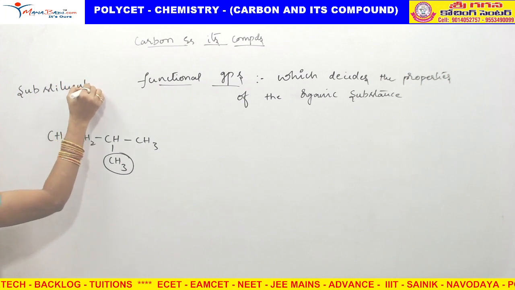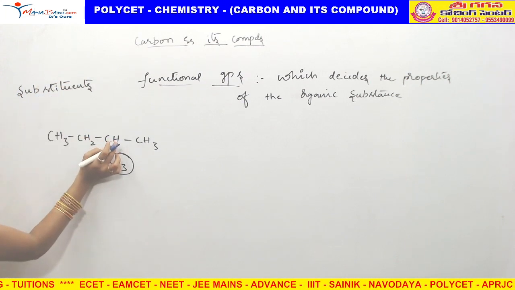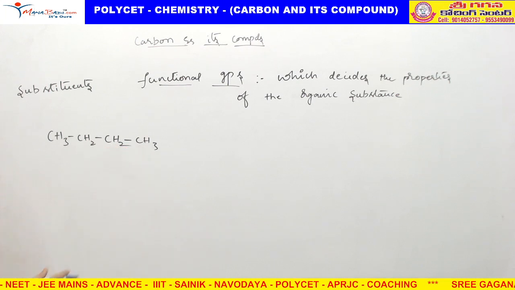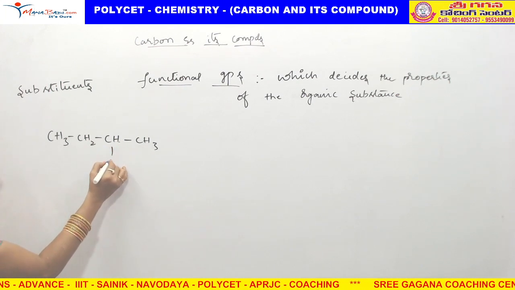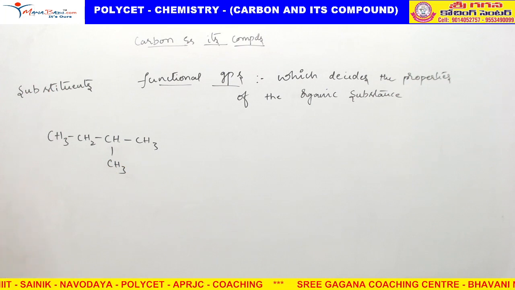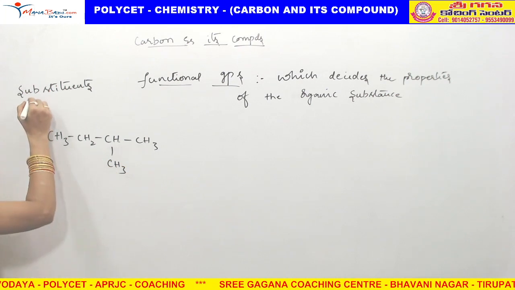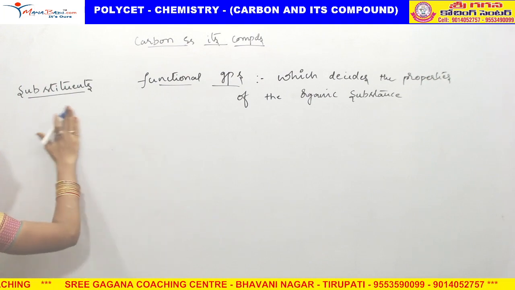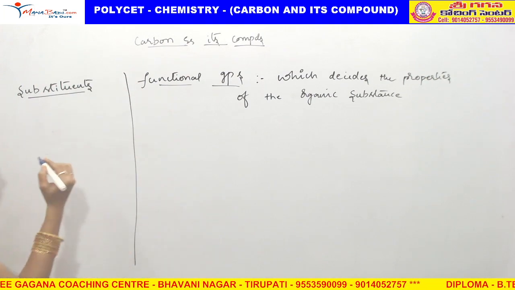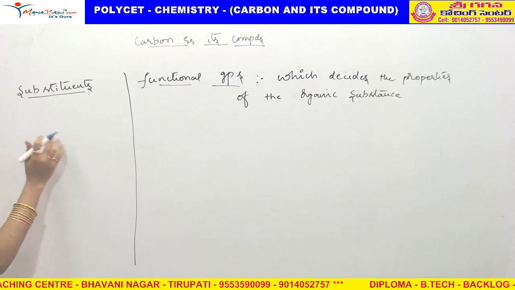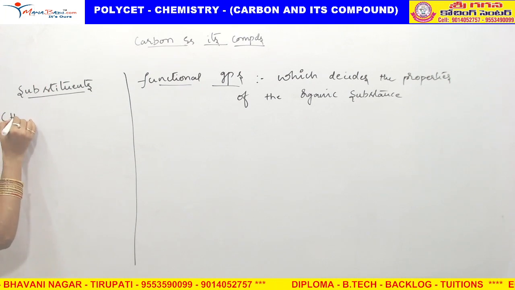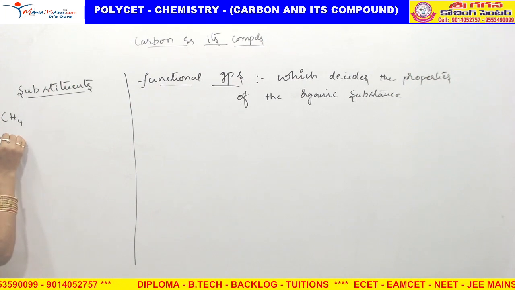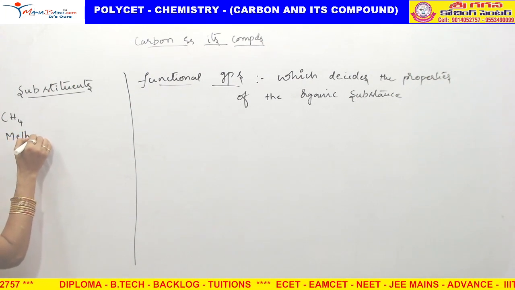Substituents means in place of one hydrogen. Actually, this is the formula. In place of hydrogen, I am adding CH3. Is it right or not? That is called a substituent. So, what are the substituents that we need to know? For example, you can add CH4. What is CH4? Alkane. What is the name? Meth plus ane, methane.